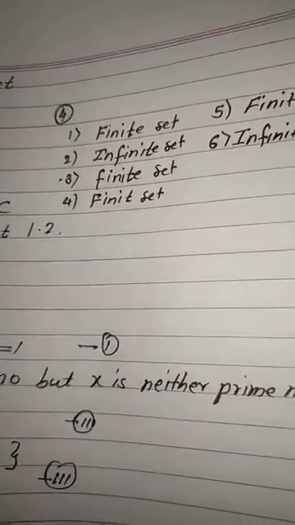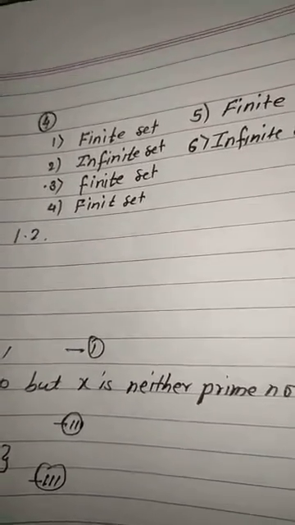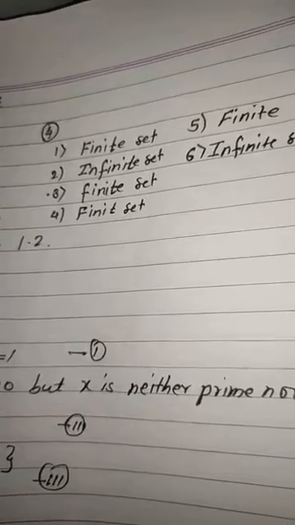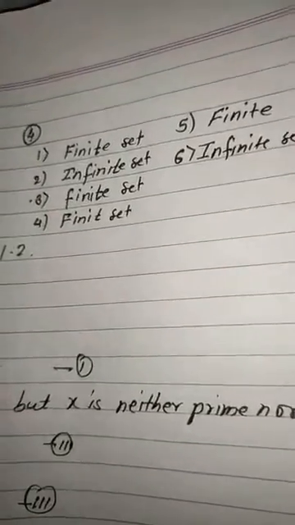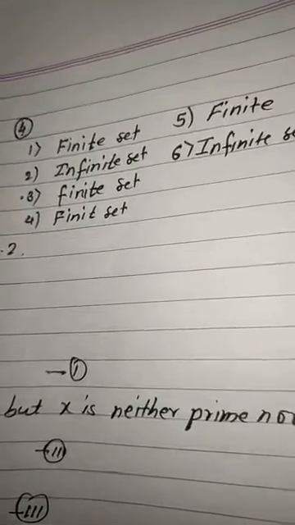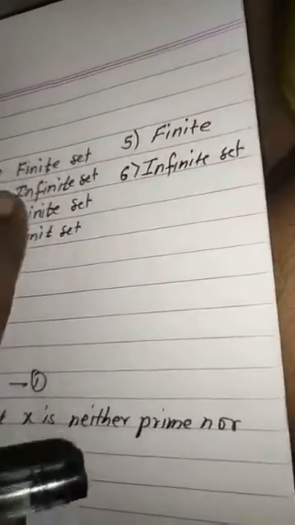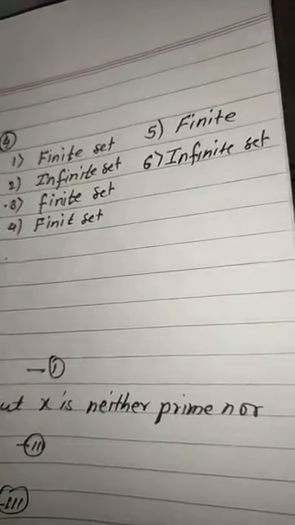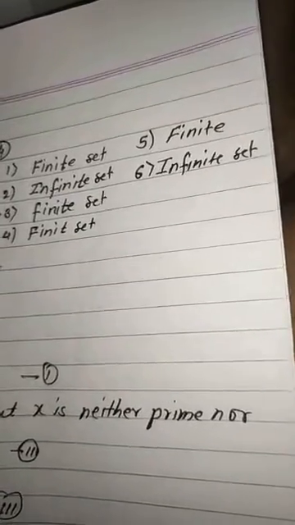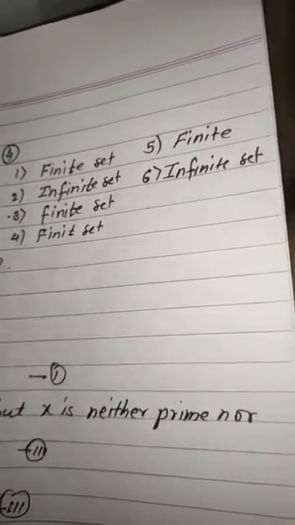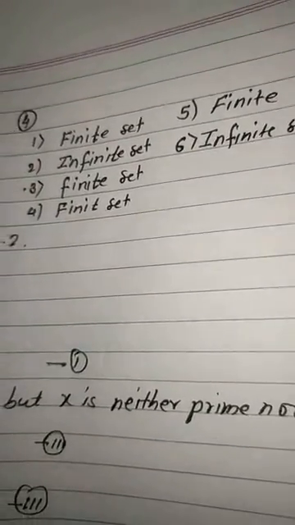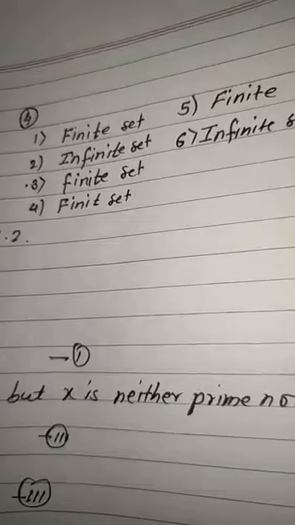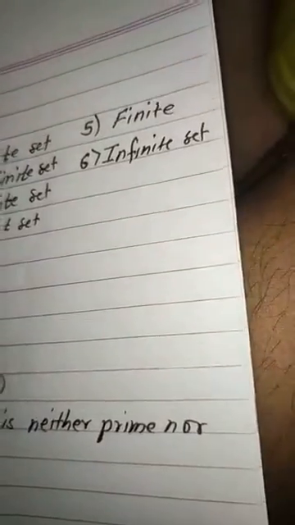So, first one, write whether finite or infinite. First one, A is equal to x such that x is a natural number less than 10. Less than 10 means 1, 2, 3, 4, 5, 6, 7, 8, 9. So this set is a finite set. Second is y such that y is less than minus 1 and y is an integer. Integers less than minus 1 means minus 1, minus 2, minus 3, minus 4, and so on. So the second one is an infinite set.